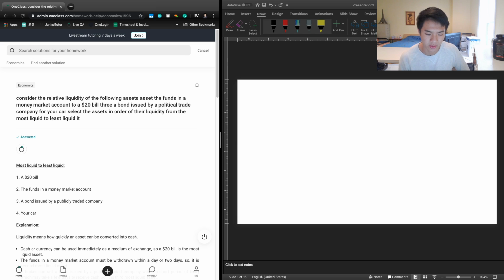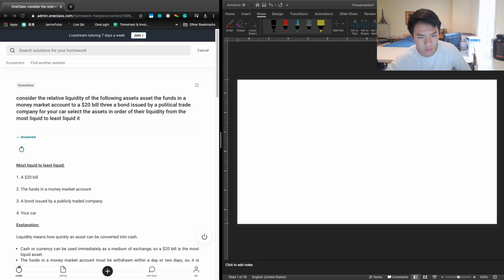So the thing we have to know here is what is the definition of liquidity. Basically, liquidity refers to how quickly you can convert an asset into cash, because cash is the most liquid form of money. The more steps or the longer it takes for an asset to convert to cash once you've started that process, the less liquid it is. On the other hand, the quicker it becomes cash, the more liquid it is.